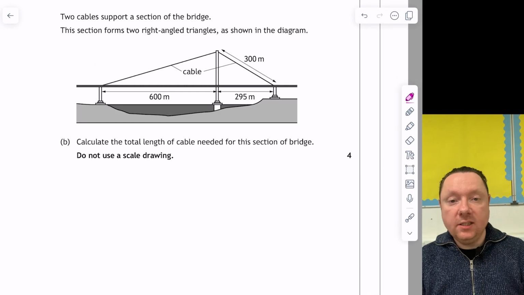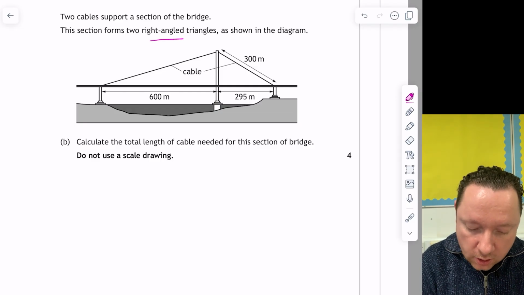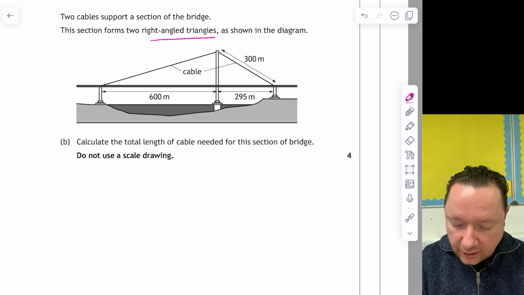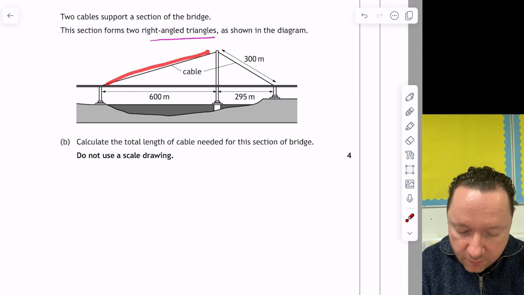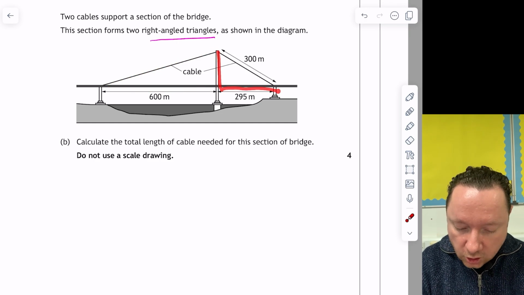2 cables support a section of the bridge. The section forms 2 right-angled triangles, as shown in the diagram. Calculate the total length of cable needed for this section of the bridge. So I need to work out this length of cable, and add on that one. Now, to get this one, I need a right-angled triangle to do Pythagoras, but I'm going to need the height. I don't have it, but I can use this triangle first.